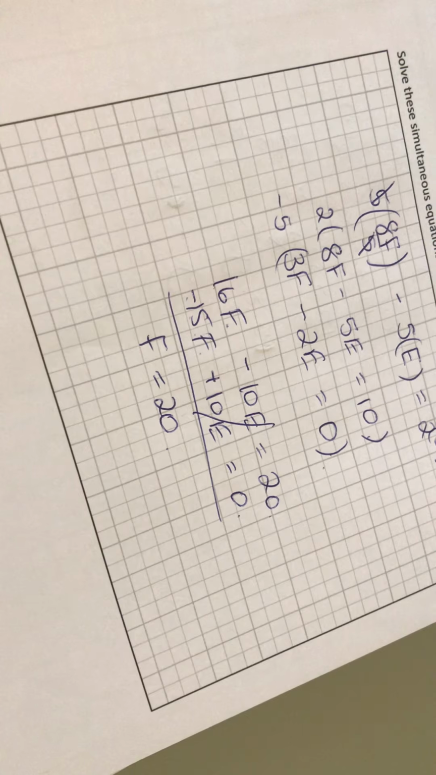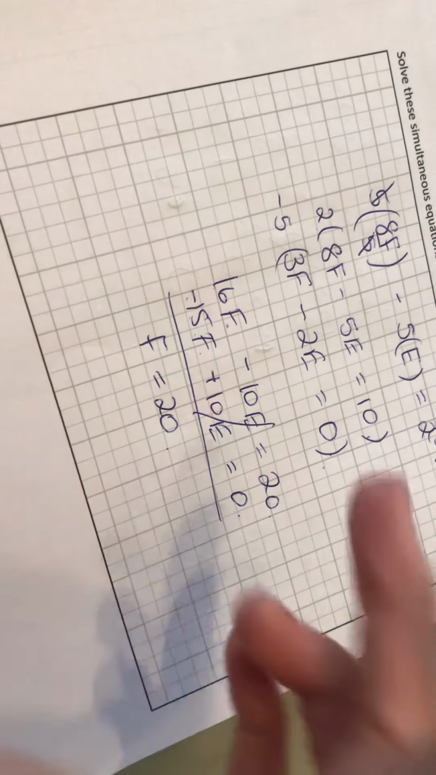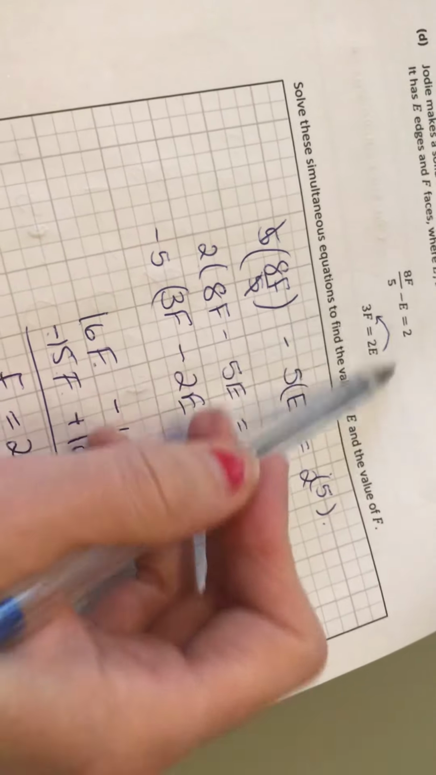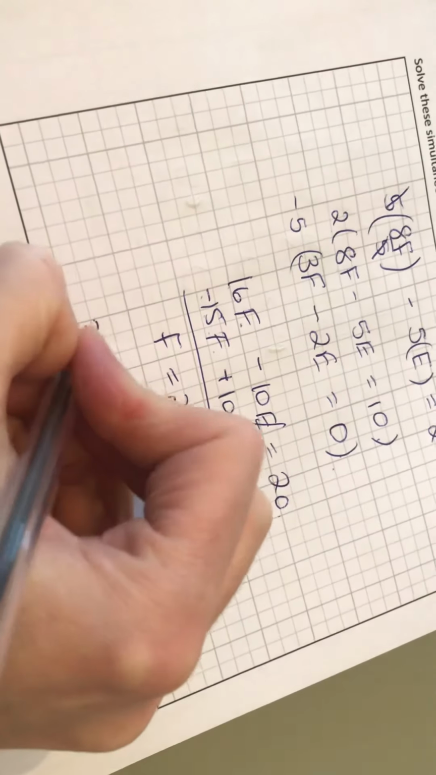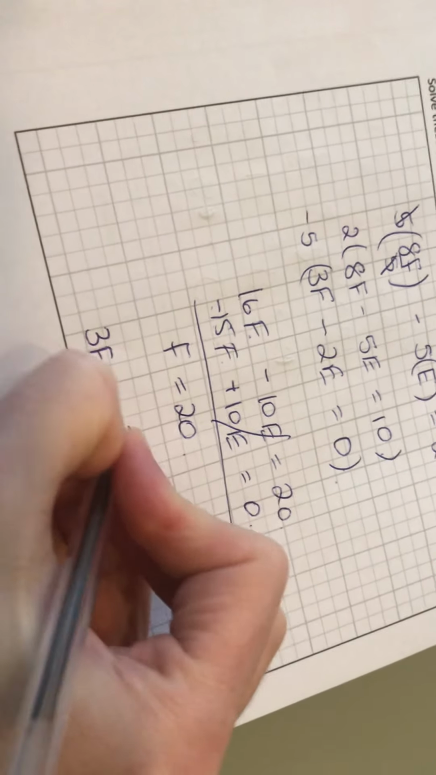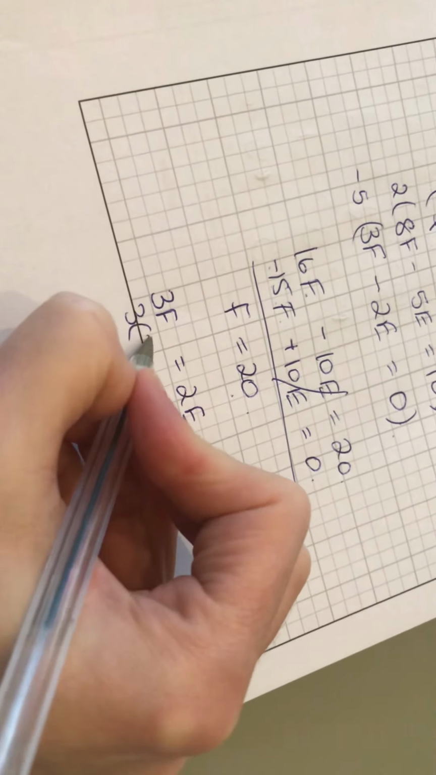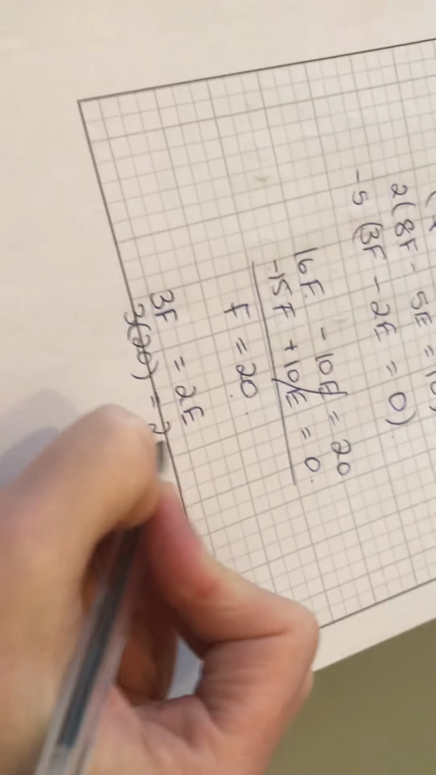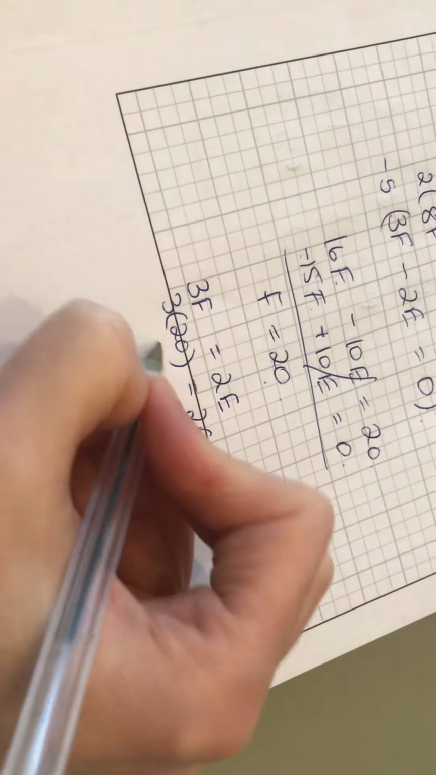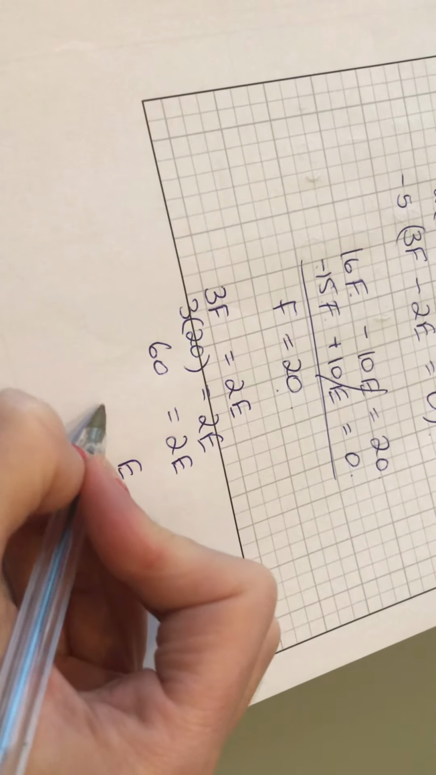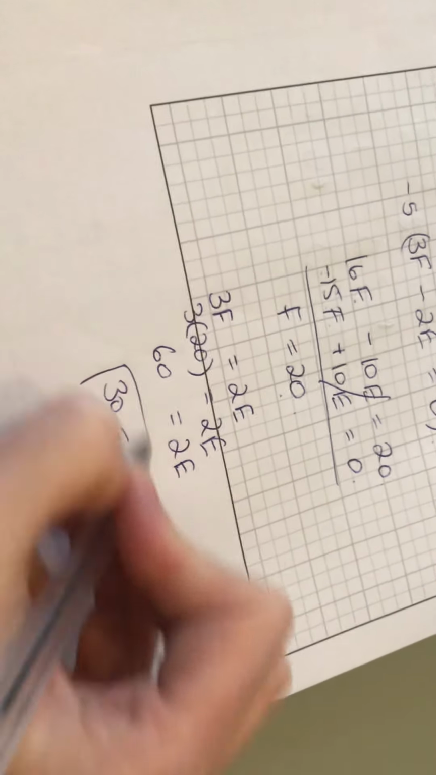Now, if I then go back here, maybe to the start, and I take one of my original equations, this one looks the easiest. 3f is the same as 2e. Well, f is 20, so 3f is the same as 2e. That's 60 is the same as 2e. Going to divide by 2, e is 30. And I might just highlight that for the person who's correcting it.